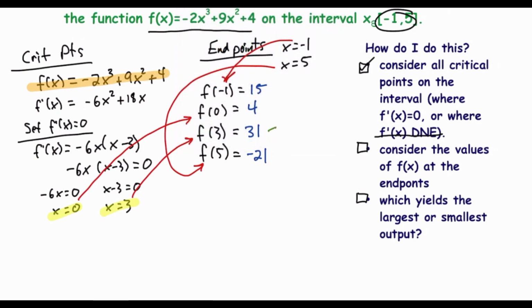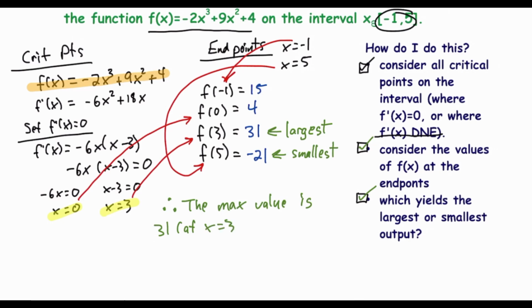And we can quickly see that 31 is my largest value. That's going to be my maximum. -21 is my smallest or most negative value. So that's going to be my minimum. And let's just write our concluding statement. So we've considered endpoints. We've figured out our smallest and largest. Therefore, the max value is 31 at x equals 3. And the min value is -21 at x equals 5.